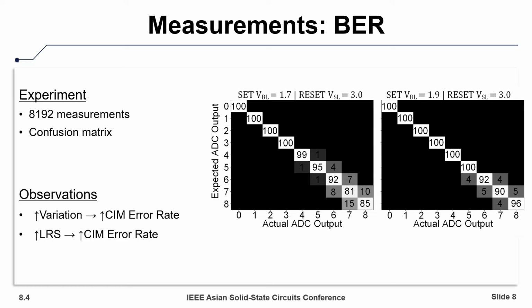And so from these results, we should conclude 2 things. Compute memory error rate increases with device variation, and more LRS cells leads to higher compute memory error rate. This is observed because we sense current and not resistance. So a lower resistance yields higher current and thus higher current variation.